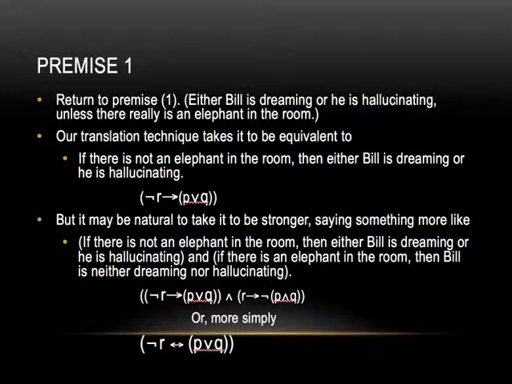Whereas our translation technique takes the original sentence to only be making a claim about Bill's state, conditional on there not being an elephant in the room. On the stronger reading, the sentence is making claims about Bill's state of dreaming and hallucinating, both conditional on there not being an elephant in the room and conditional upon there being an elephant in the room. On this stronger reading, the sentence is really a biconditional, saying that there's not an elephant in the room if and only if either Bill is dreaming or hallucinating.